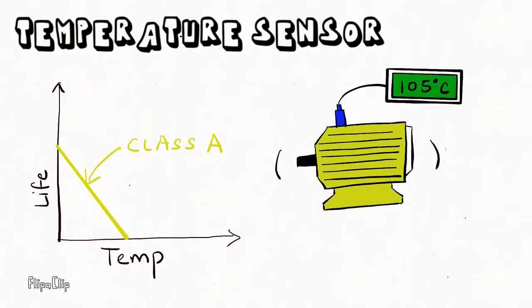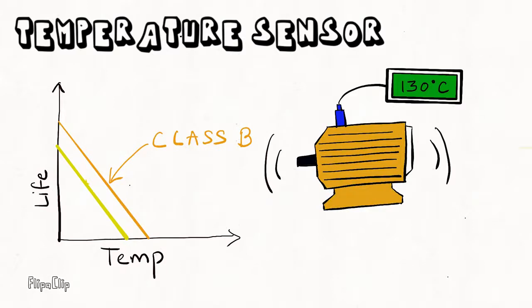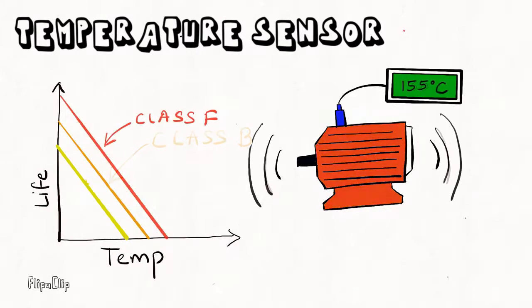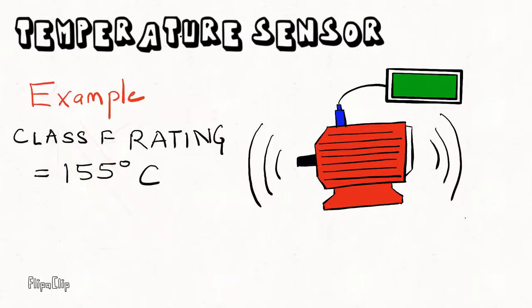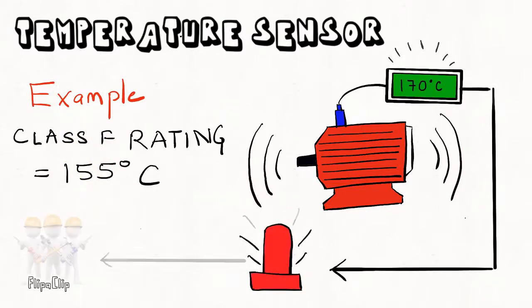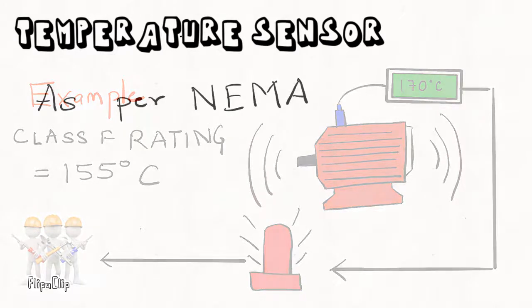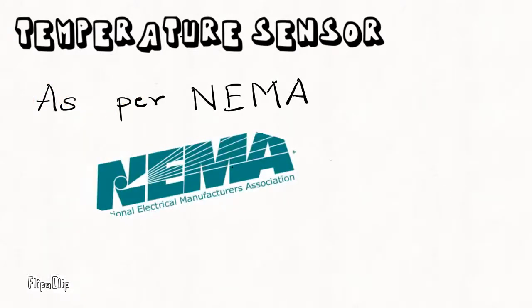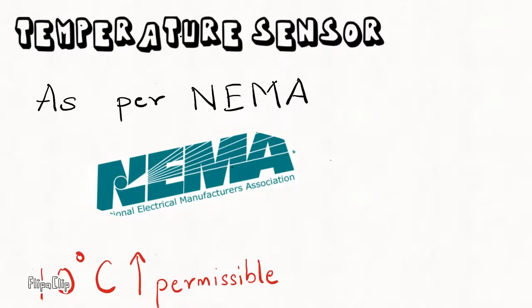For Class A insulation, the permissible temperature is 105 degrees. For Class B, it is 130 degrees, while for Class F, it is 155 degrees. Our system will measure the temperature continuously, and once the temperature goes above the threshold, the maintenance department will be notified. As per NEMA, if the motor is operated 10 degrees above the permissible temperature, its life reduces to half.